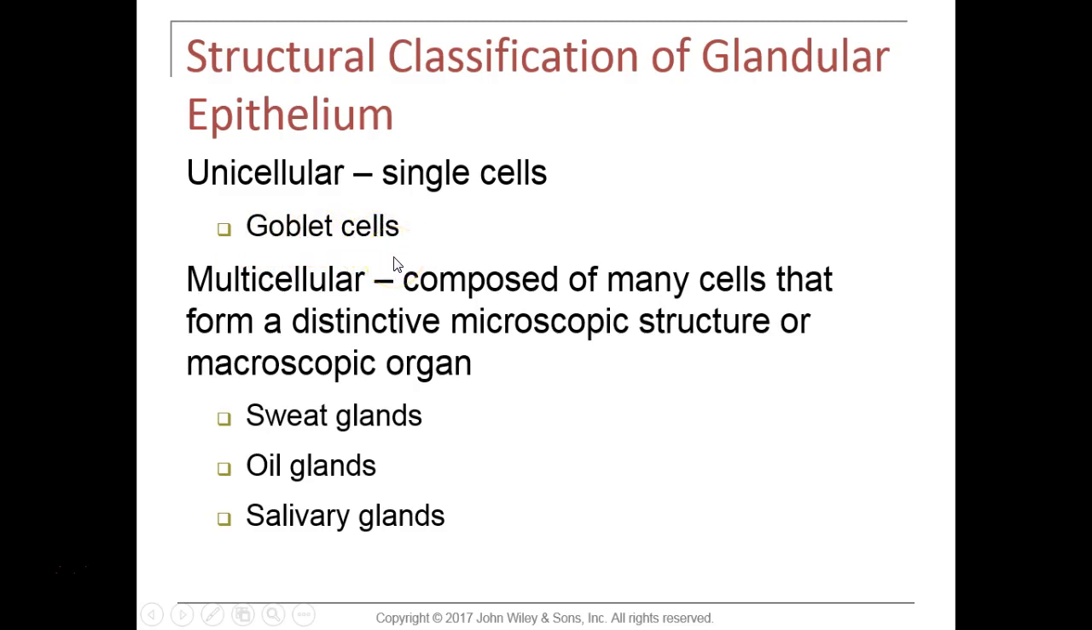The majority of the glands that you're going to be thinking of when you start identifying them in lab and learning them here are actually composed of multiple cells, in which case we would call them multicellular. So these multicellular glands include the sweat glands called sudoriferous glands, the oil glands called sebaceous glands, and then the salivary glands, which we just covered. So those are all multicellular glands.